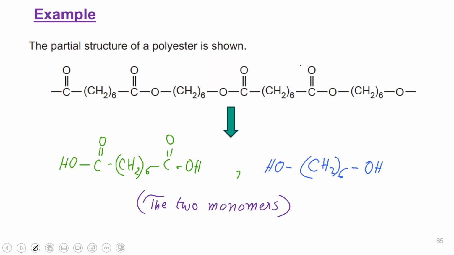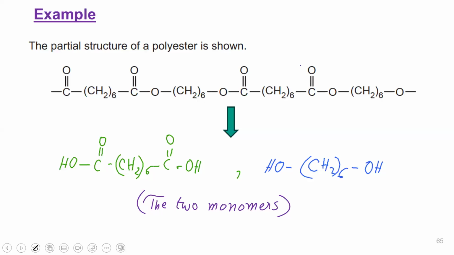Now, if you break the molecule, you can get the monomers back. There are two types of question. One, using the monomers, make the polymer. Second, the polymer is given, break it and get the monomers.